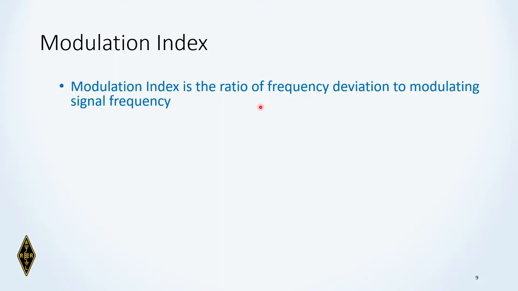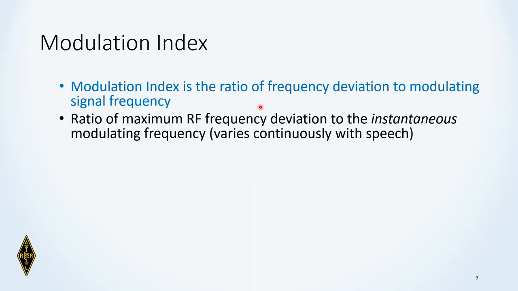And with human voice, of course, that's varying continuously from 300 to 3,000, for example. And stated another way, the ratio of maximum RF frequency deviation, just like the previous formula, to the instantaneous modulating frequency, which, as I said, varies continuously with speech. A slightly different formula.